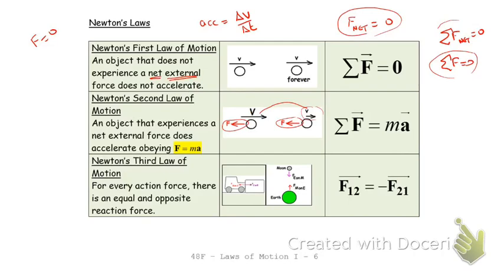So I say the sum of the forces is equal to m times a. Force is a vector, mass is a scalar, acceleration is a vector. Again, I could put down F net equals ma. You know, this means the same thing.